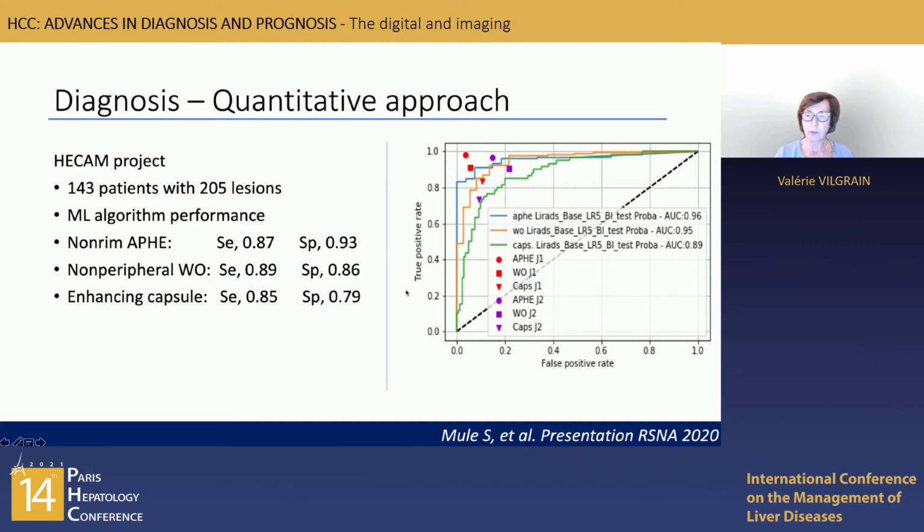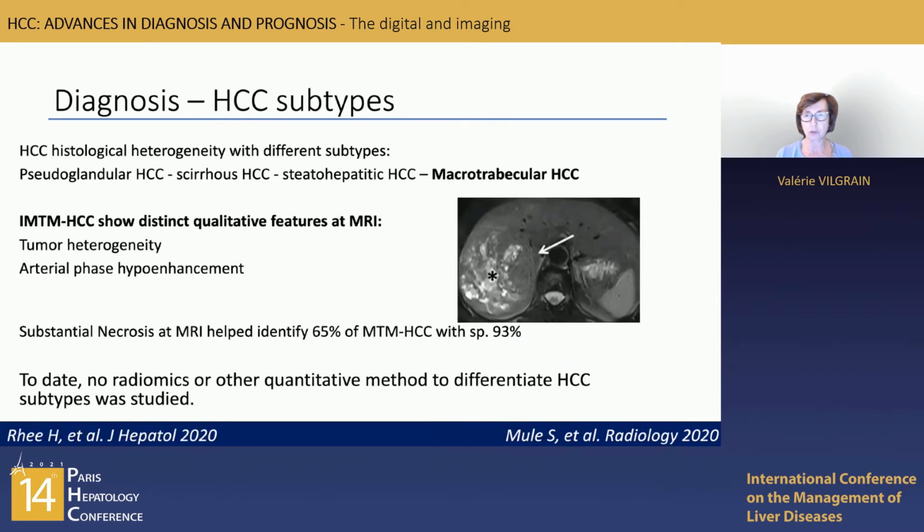And on the right, the ROC curves show that the three curves, in blue the hyperenhancement, in yellow the washout, and in green the capsules, are not bad, and compare very favorably with the red dots and violet dots that are the diagnostic performance by junior radiologists. So this is certainly something interesting, and we are going to work more on this automated depiction of the major features on imaging.